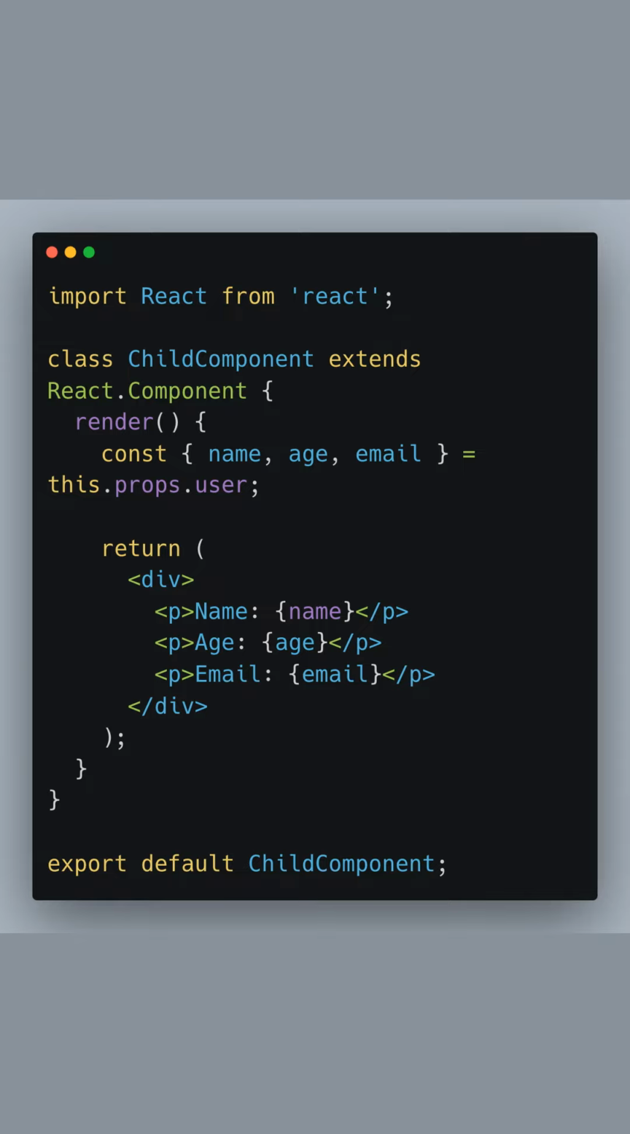The destructuring syntax is a handy way to access these properties directly without having to repeatedly use this.props.user.name. Finally, we render these values inside a series of paragraphs within a div.